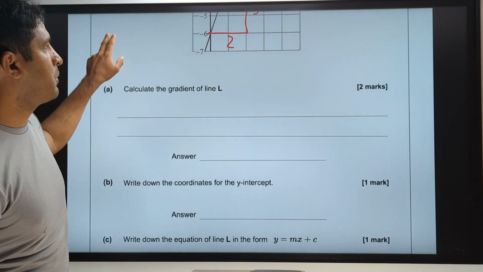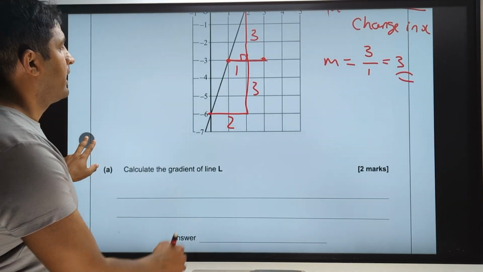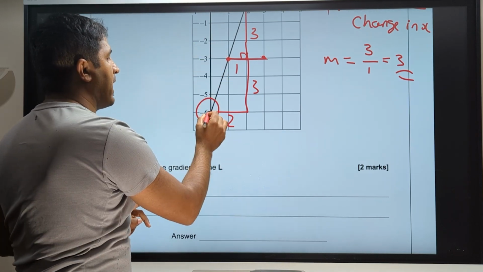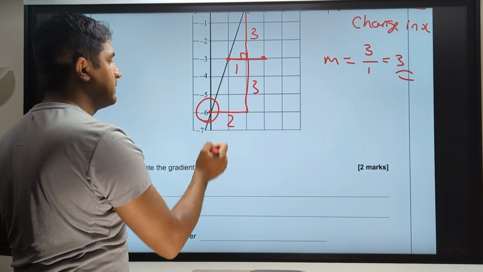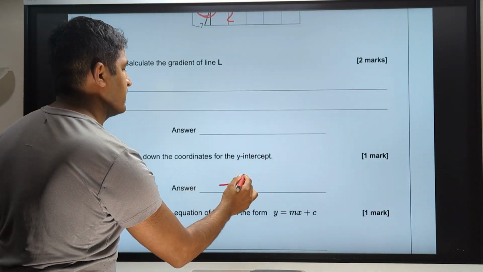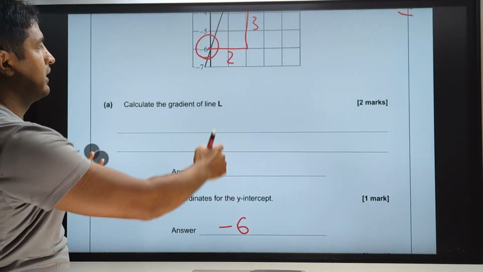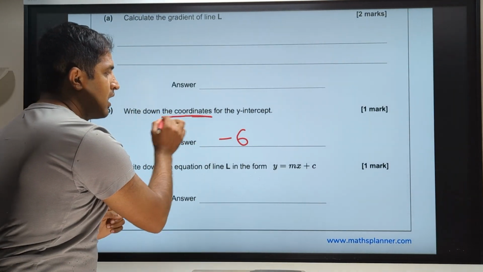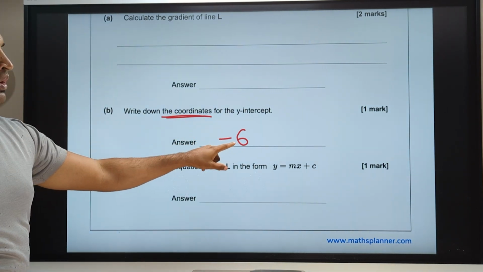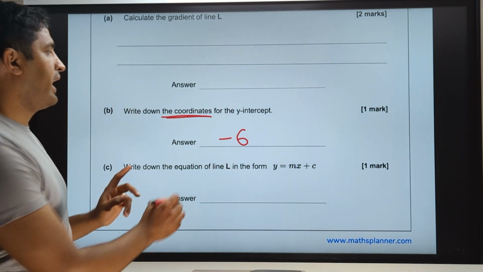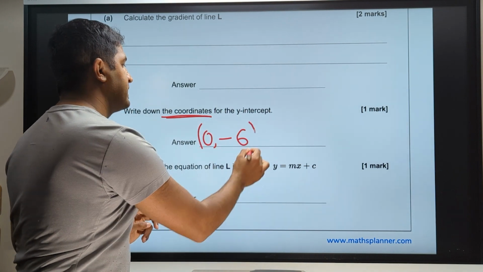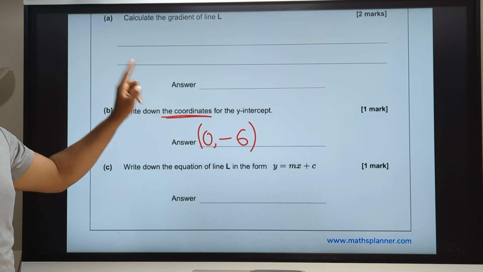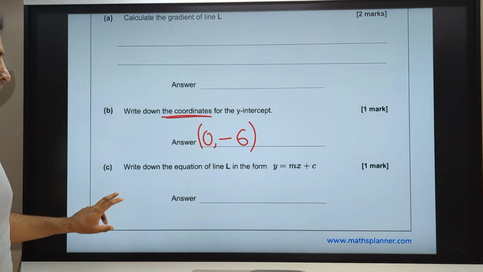Write down the coordinates of the y-intercept. The y-intercept is where the line crosses the y-axis. So when x is 0, y value is negative 6. So the y-intercept is negative 6. So this is where it crosses. If they ask you to write it as a coordinate, remember, read the questions carefully, I would have lost that mark. So it's a coordinate. When x is 0, y is negative 6. So it's (0, negative 6). That's what the y-intercept is, the coordinates, rather than just writing down the y value.